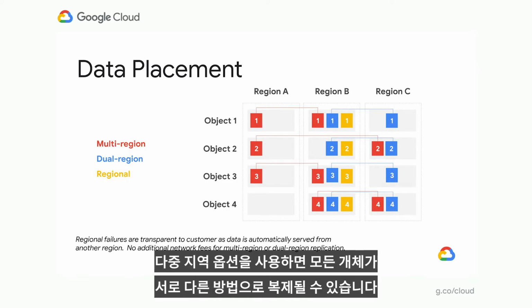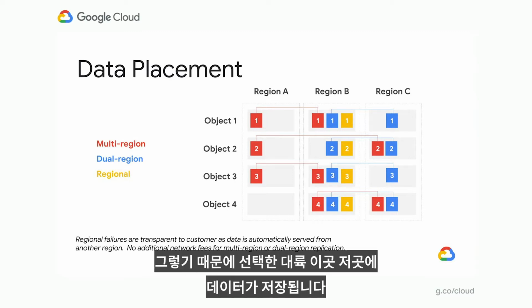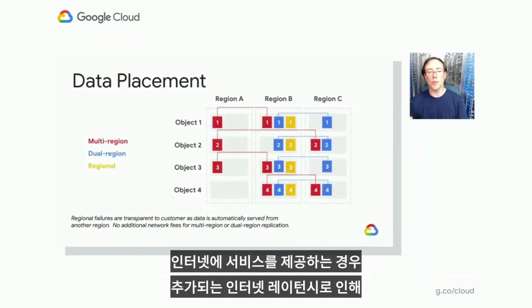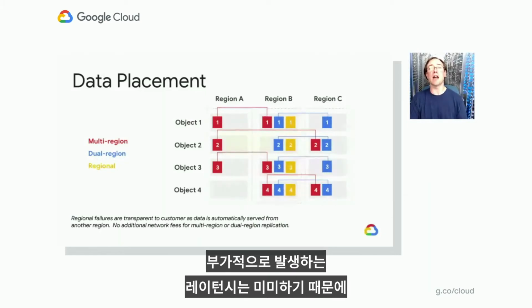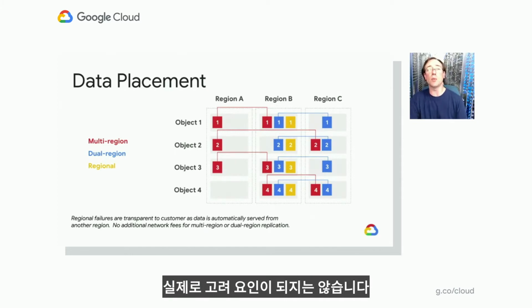And then with multi-regions, every object might be replicated differently. And so for your entire bucket, you're likely to have data distributed across the continent. And if you're serving to the internet, any additional latency is not really a consideration because of the internet latencies that will be added to it.